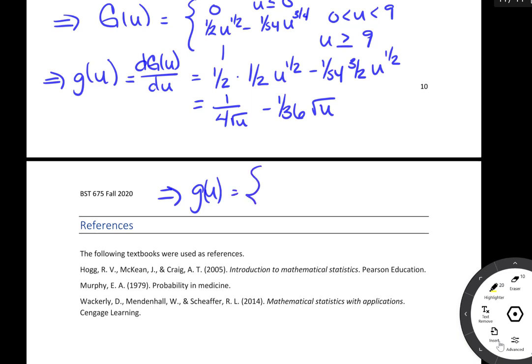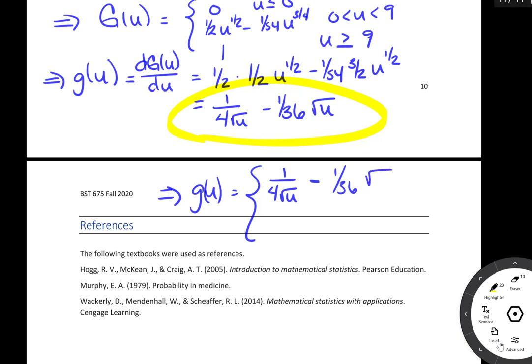And one thing to be careful about that I noticed in the homework is that whenever you're defining one of these density functions, make sure that you don't just give this piece right here. That doesn't define the density function. You do have to say what that sample space is as well. So here, g of u is equal to 1 over 4 times the square root of u, minus 1 over 36 times the square root of u. And again, this is for u between 0 and 9, and it is 0 otherwise. All right, this is going to conclude this note set.